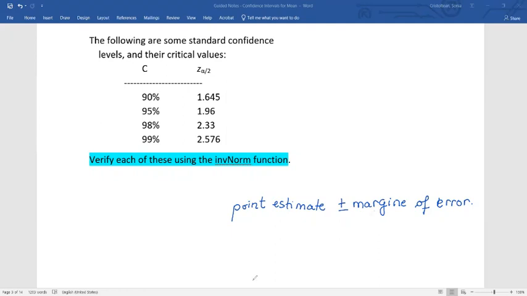With this, we conclude this introductory video for confidence intervals.